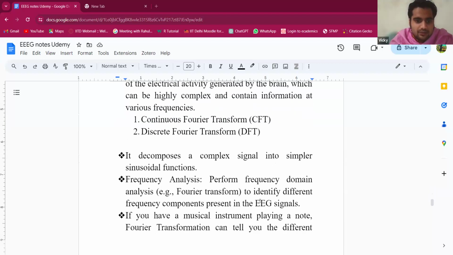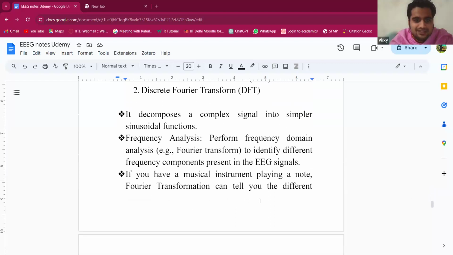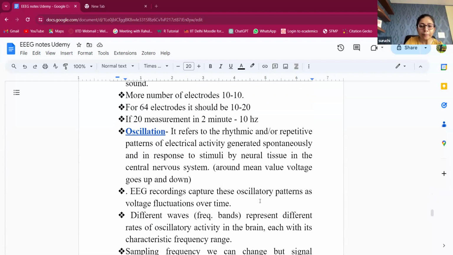As for Fourier, I am not going to delve into it as you will be discussing it. We'll go into it.